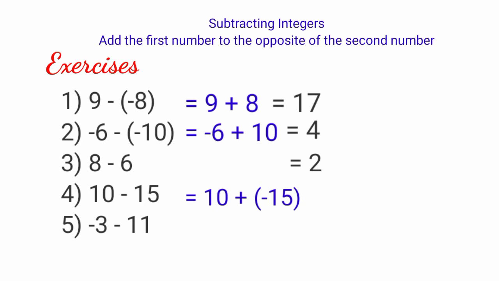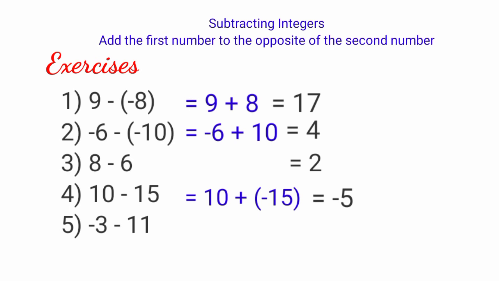Now, since this is addition, we will be following the rules of adding integers. If they have different signs, we will be subtracting the numbers. 15 minus 10 is equal to 5. Now, the sign of 5 will depend on the larger number, which is 15. Since 15 is negative, our answer should also be negative. Therefore, 10 minus 15 is equal to negative 5.